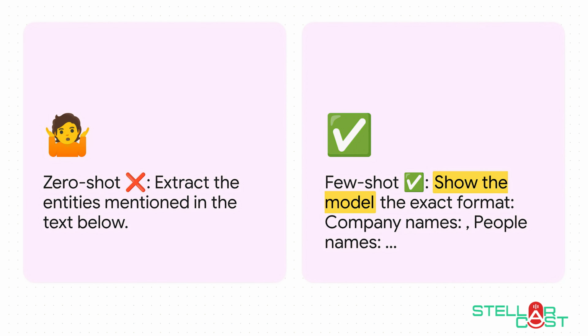This is a perfect illustration. The 0 shot prompt on the left is kind of just hoping for the best. But the few shot prompt on the right, it's showing the model the exact format you want. You're giving it the answer key. This show don't just tell approach is how you get output that's not just correct, but structured, reliable, and easy for another computer program to actually use.